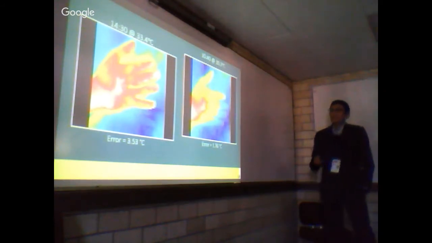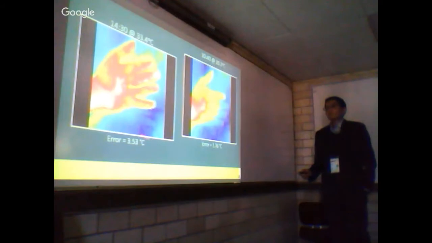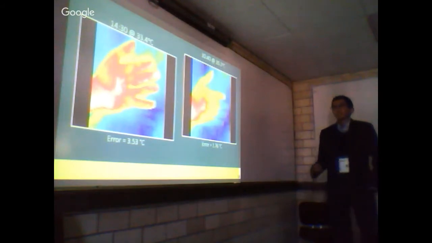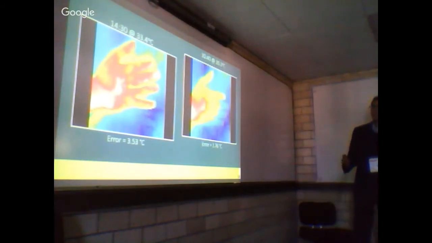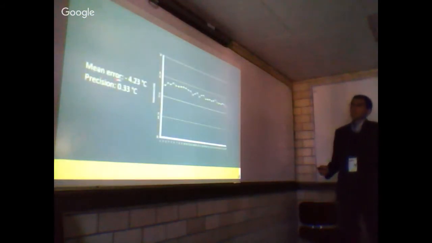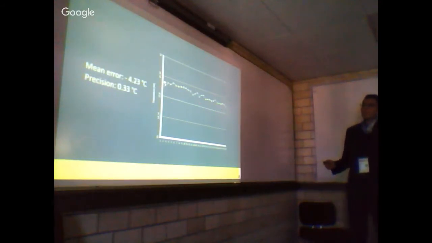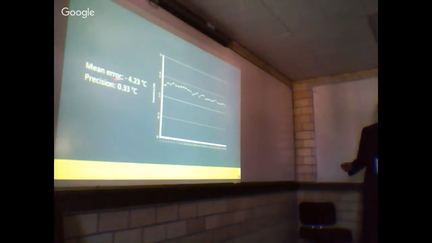humidity. So it means this error is not because the sensor has an error. This error comes from applying the characteristic equation from the controlled environment. So as we can see, we got a mean error of minus 4 degrees, but we have a precision of 0.33 degrees. But we still have some problem of stabilization of the sensor, which can be interpreted as why we got this precision.